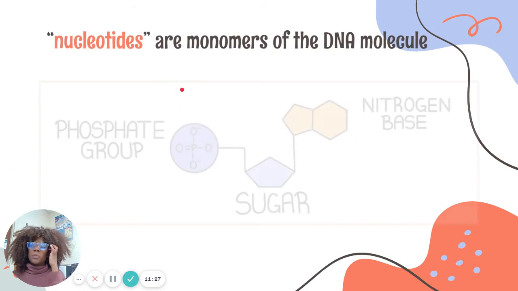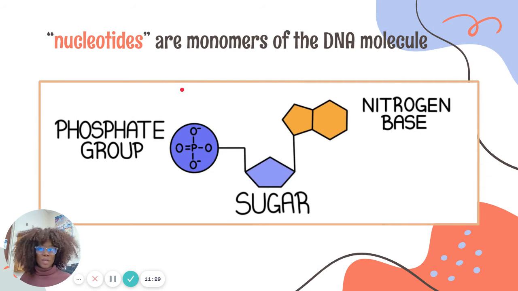Well, for this specific biomolecule, the nucleic acid, its monomer is called a nucleotide, which again, that should be a review from our biomolecules lesson. So the nucleotide has 3 parts to it: the phosphate group, the sugar, and the nitrogen base.